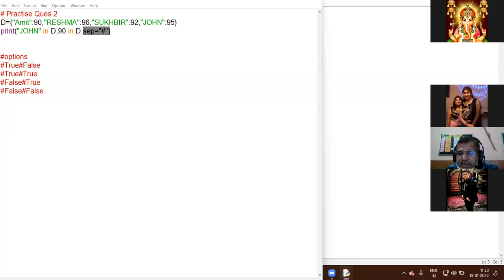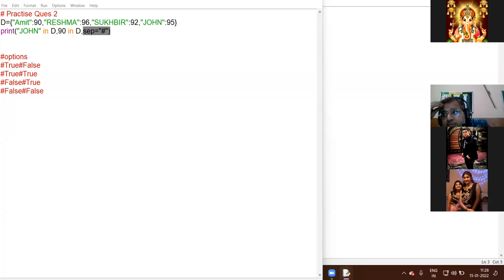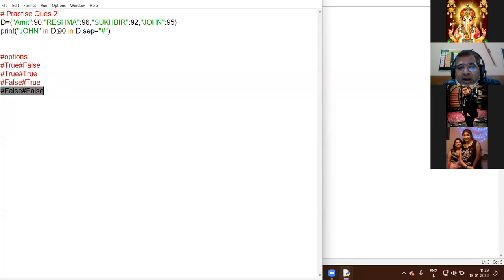Sir, keys. Keys. So according to you, what is the result of the first expression, John in D? So it's true. Why true? Because John is a key, and we are to access the key in the dictionary. Does this key exist in the dictionary? Yes. True. First is true. So this one is right, and these two are wrong. We are left with A and B option. Now moving further, 90 in D.